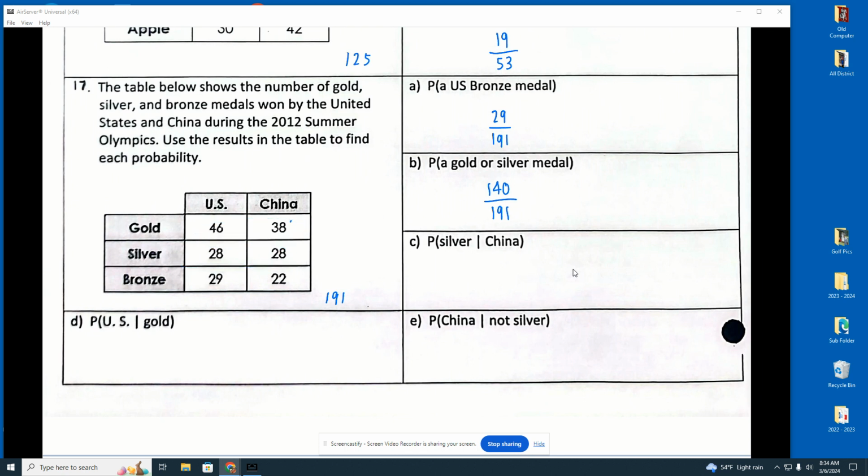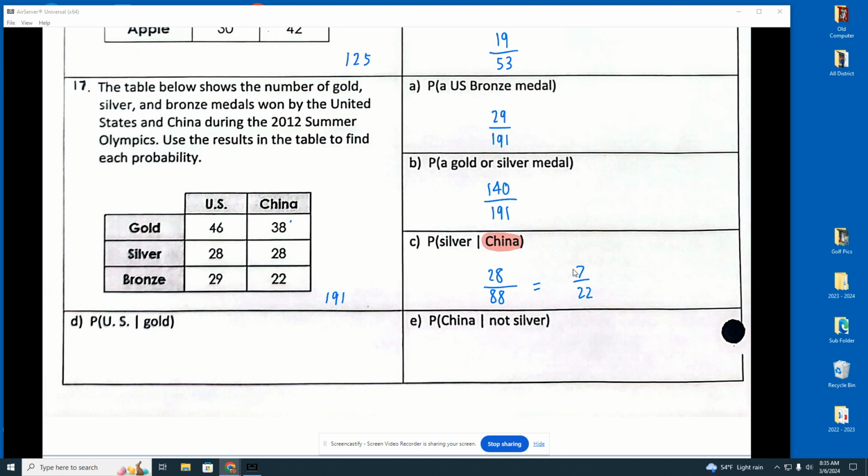All right, last two. Oh, sorry, 3. What's the probability that they got silver given that they're from China? So again, there's my focus. It zooms in on those that are from China. That's 38 plus 28 plus 22. 38 plus 28 plus 22 is 88 people. Now, of that group I've zoomed in on, how many won silver? 28. That will reduce down to 7 out of 22.